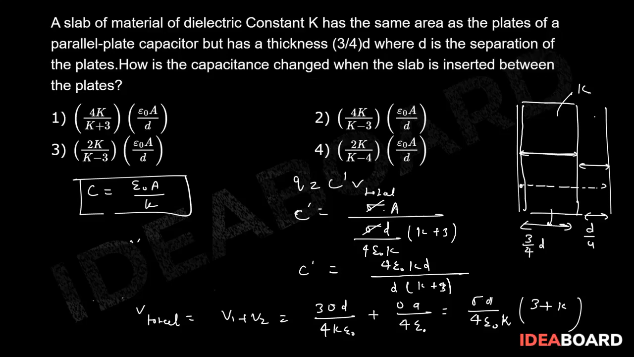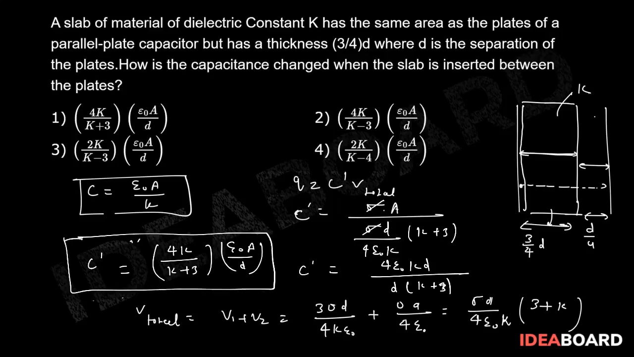So we can rewrite it as 4K divided by K plus 3 into epsilon naught A upon D. So that much change there will be in C equivalent. So this will be the C equivalent value. So I believe option number 1 is the right choice. So 1 is the right answer.